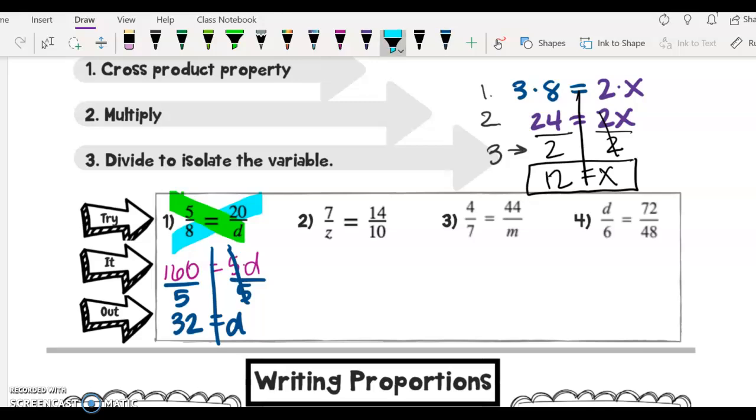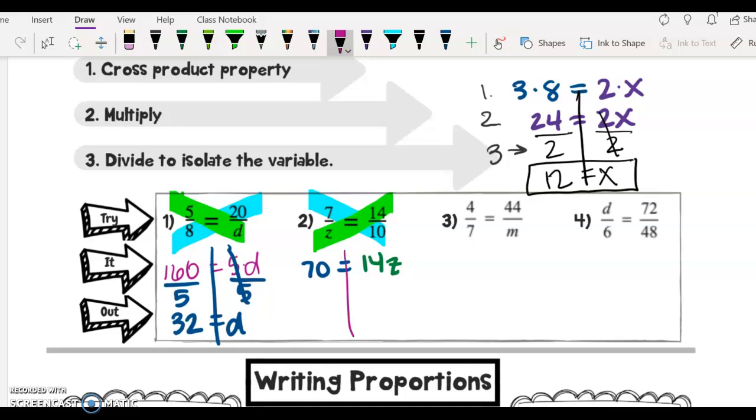All right, same thing. I multiply. 7 times 10 is 70, equals Z times 14, which is 14Z. And I always put a line through my Z just so you know it's not a 2.